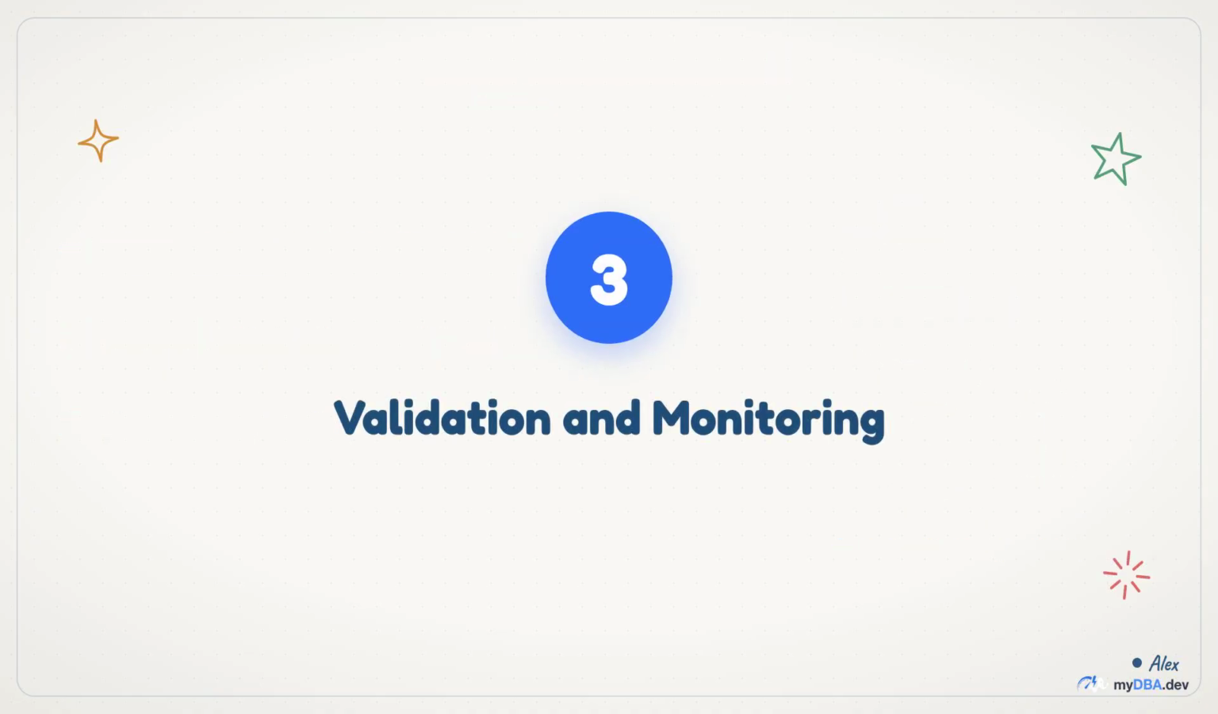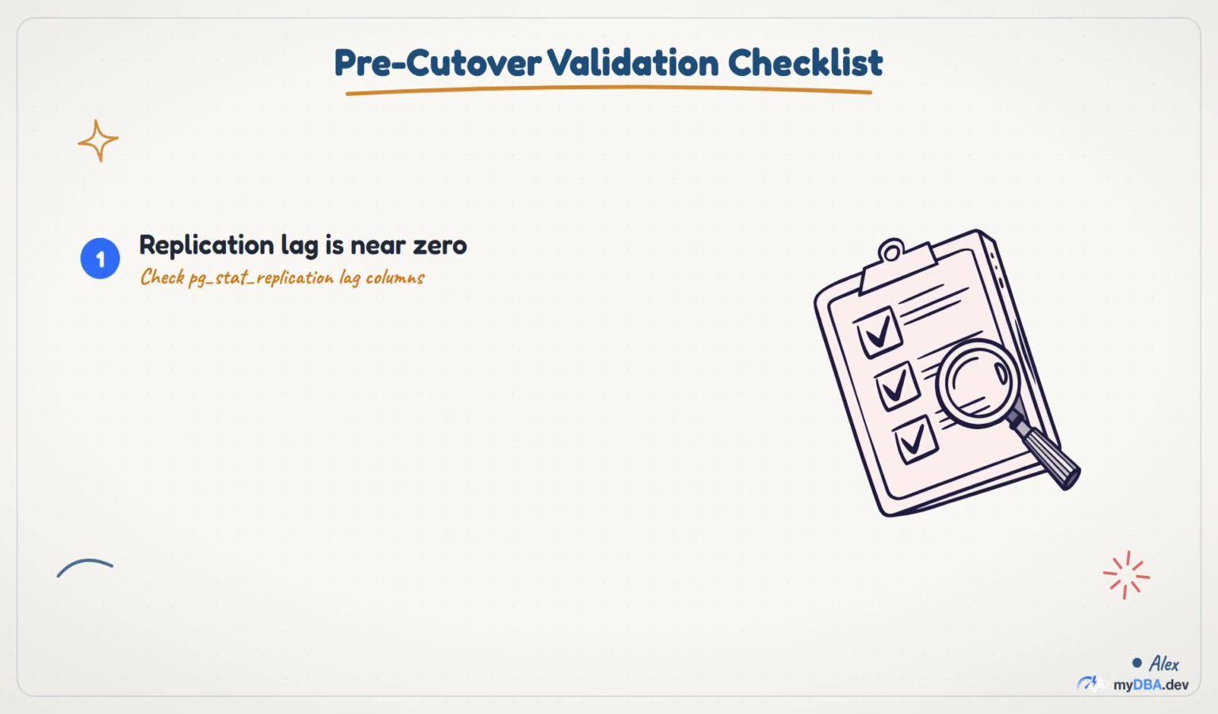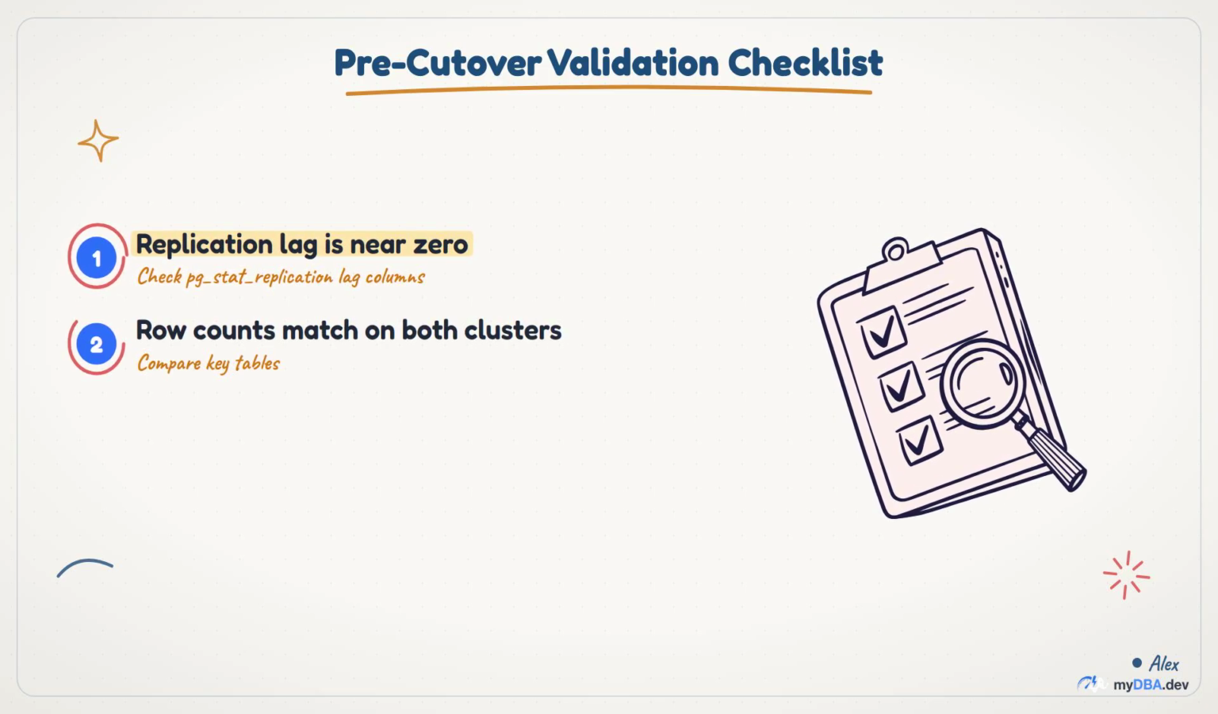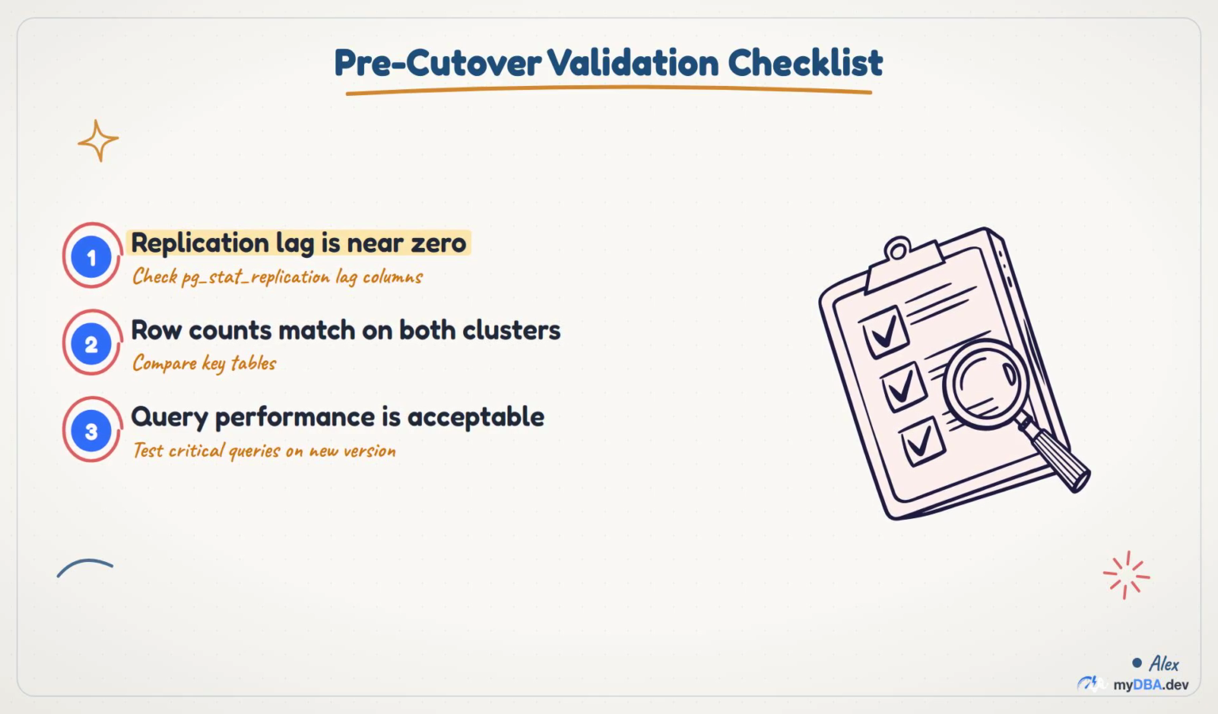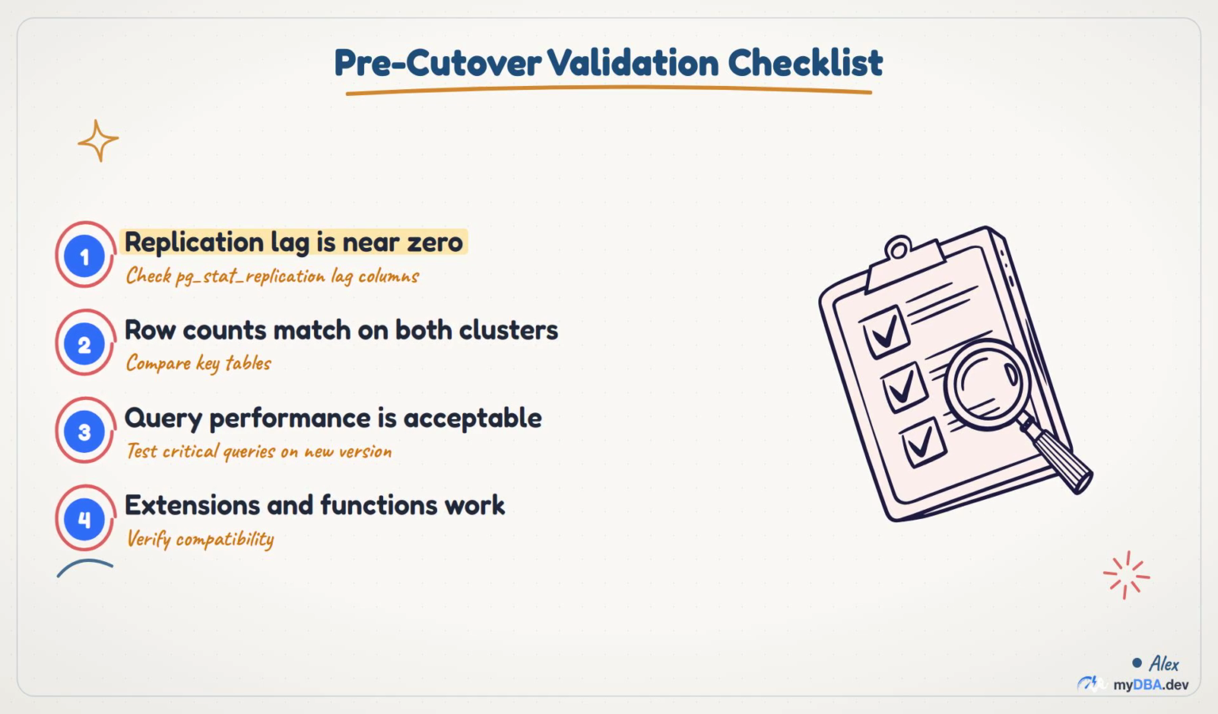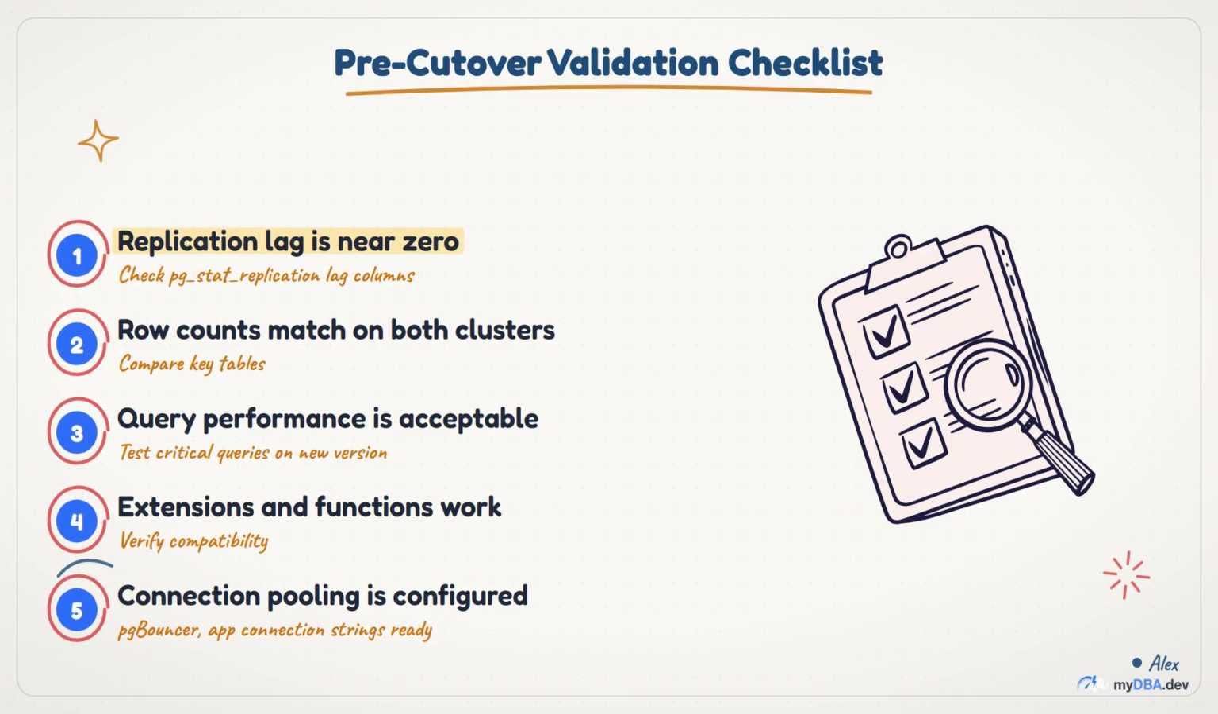Once replication is running, you need to validate that the new cluster is actually ready. This phase is where you catch problems before they become outages. What should we be checking? First, confirm replication lag is consistently near 0. Query pg_stat_replication, and look at the lag columns. If lag is growing, you have a throughput problem.